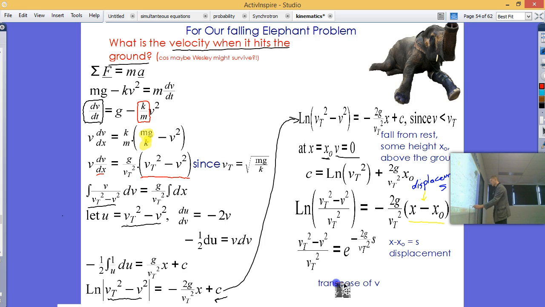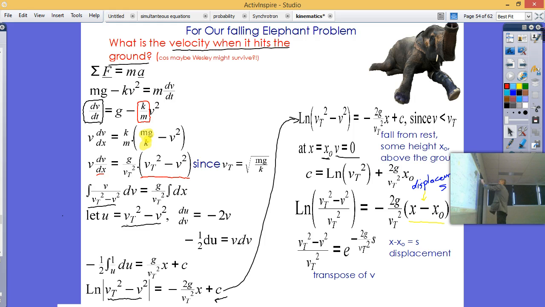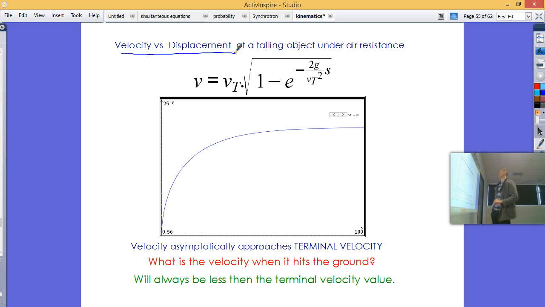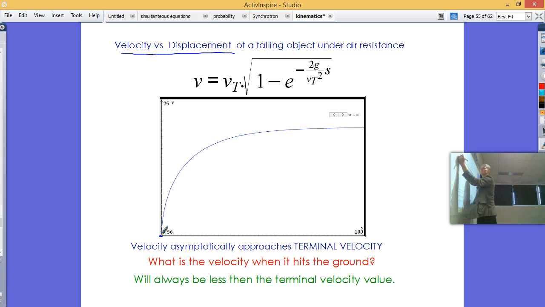And then finally, the last job is to transpose for v, and I can do that nice and quick on the CAS as well. All right, let's see what we get. Square root of 1 minus an exponential function. Looks pretty. Now let's see what it looks like on the graph. Let's do a velocity versus displacement graph of this object falling under air resistance. And here it is. It starts at some initial position away from the ground, and then velocity versus displacement.